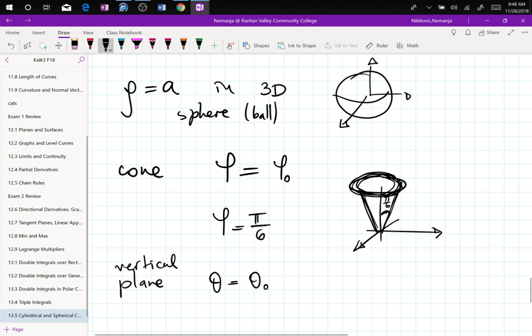Theta equals theta 0. It's just a wall that you can swing around. So I'm just going to say vertical half plane. I'll put door.